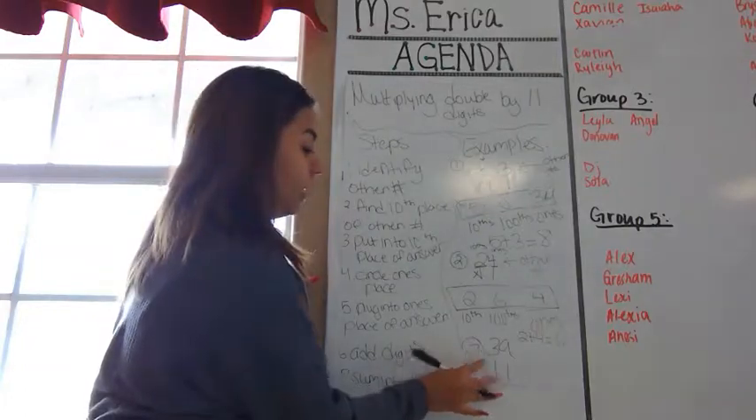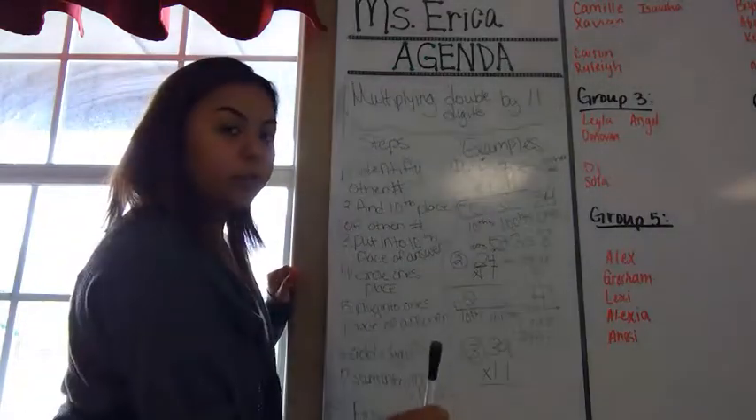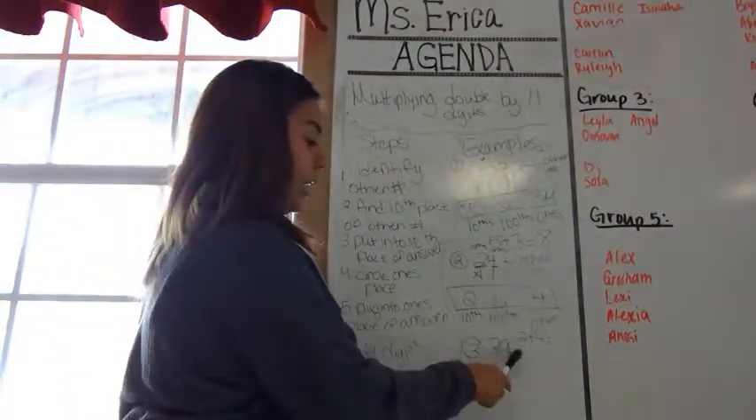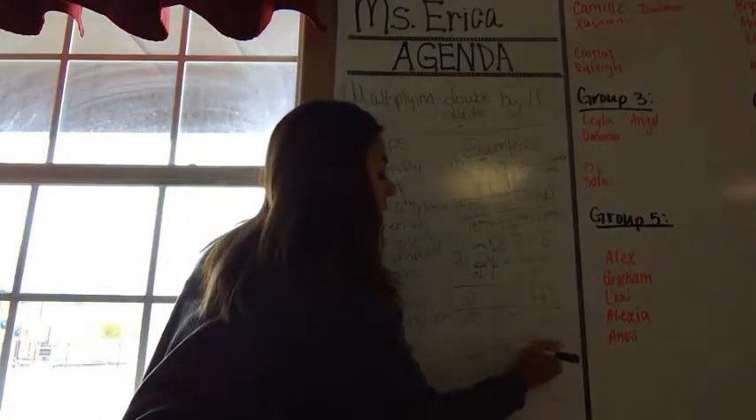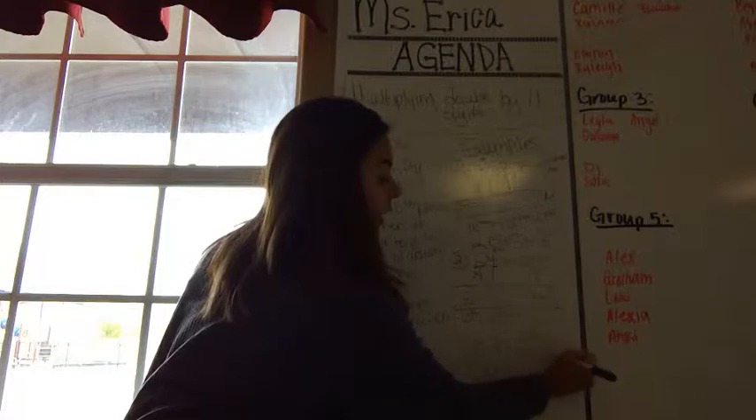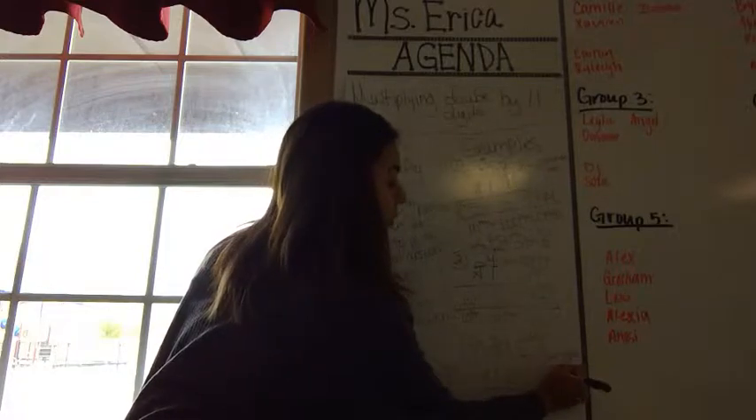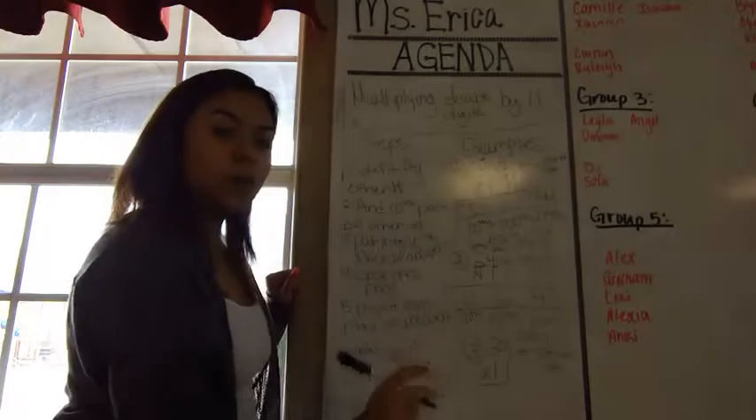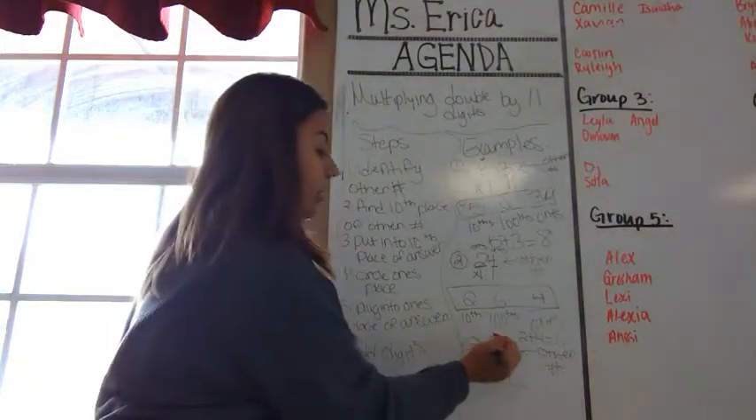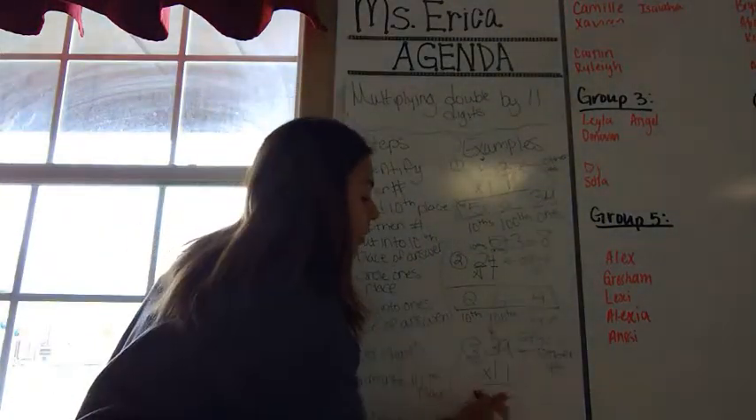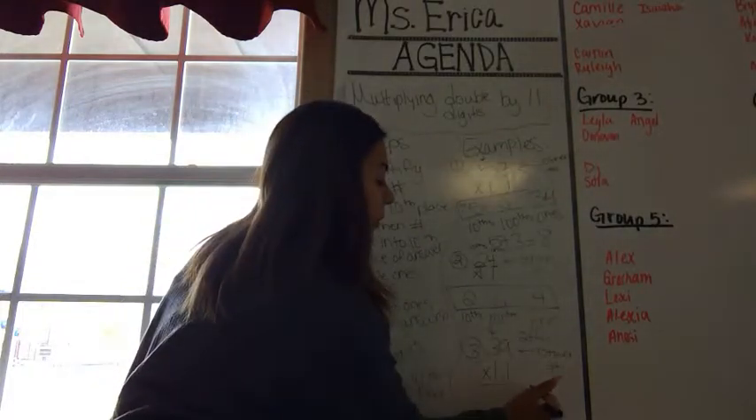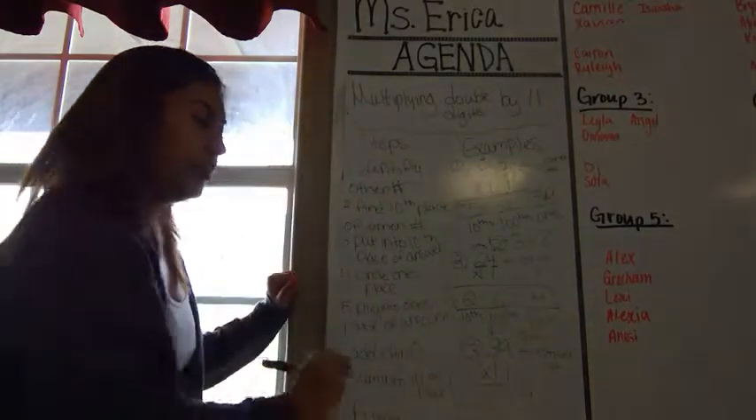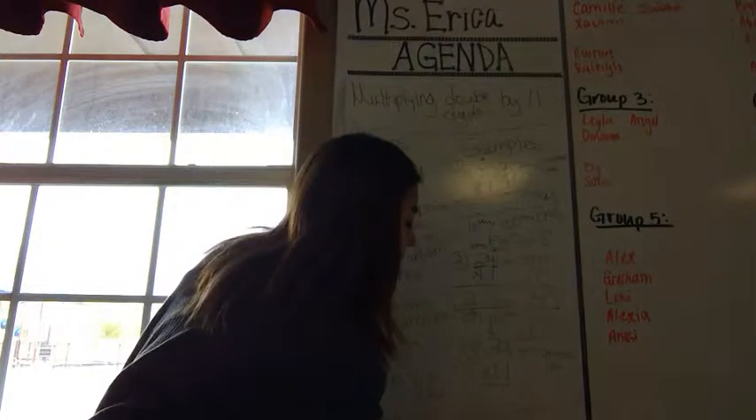Okay, now that the 5 minutes is up, we're going to go over this last example, which is 39 times 11. So what is our other number? Okay, our other number is 39. And what is the tens place in the 39? Good job, it's the 3. And our ones place, it's going to be the 9. So our final step is to add those two together.